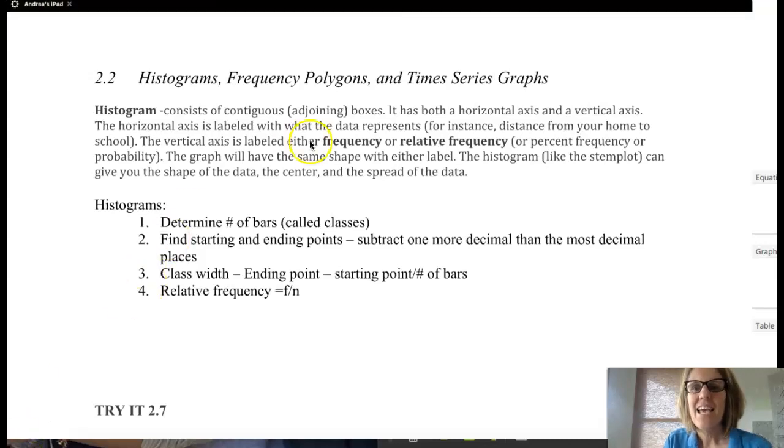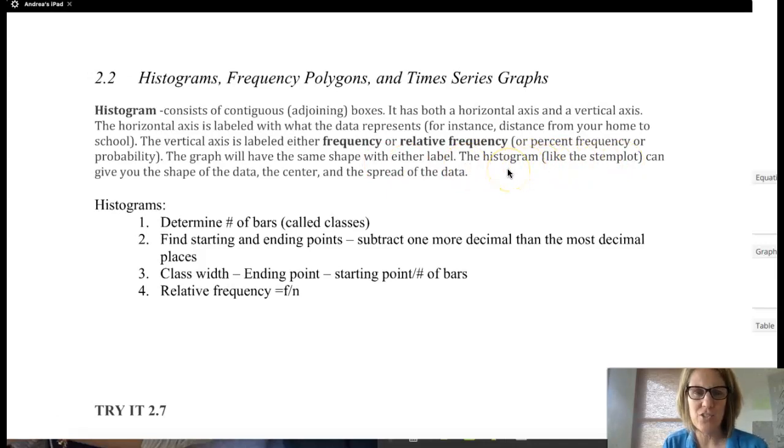Sorry about that. And the vertical axis, just like the bar graphs, is the frequency or relative frequency. Relative frequency is like the percent frequency or the probability. We'll talk about that a little bit later. So no matter if we use just the frequency or the relative frequency, the shape will be the same for either one of those.